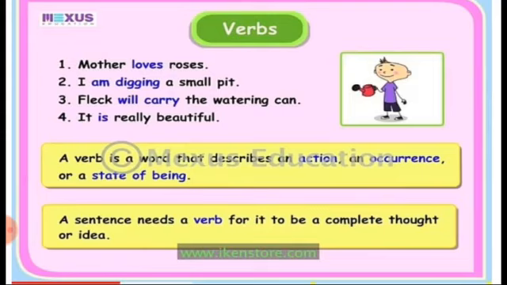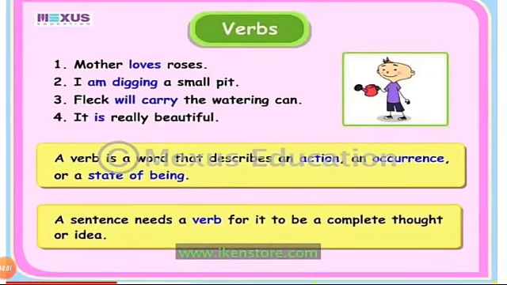So all this you can see in blue letters. These are verbs. What is a verb? A verb is a word that describes an action, an occurrence, or a state of being. Okay? So you understood that verb? It shows an action, occurrence means what occurs, and state of being. Like for example, it is really beautiful. So here is the verb and it is showing the state of being.